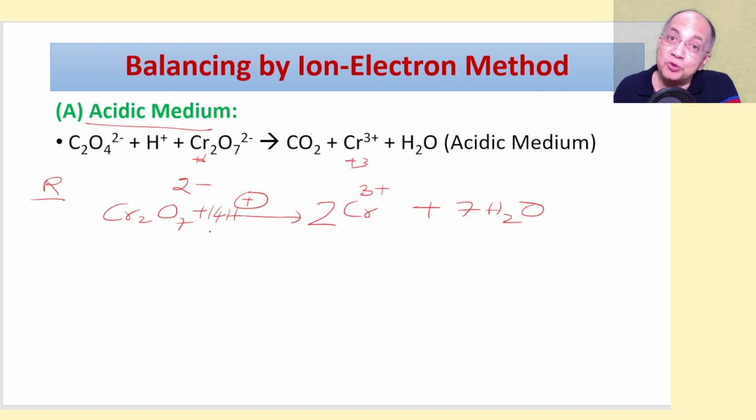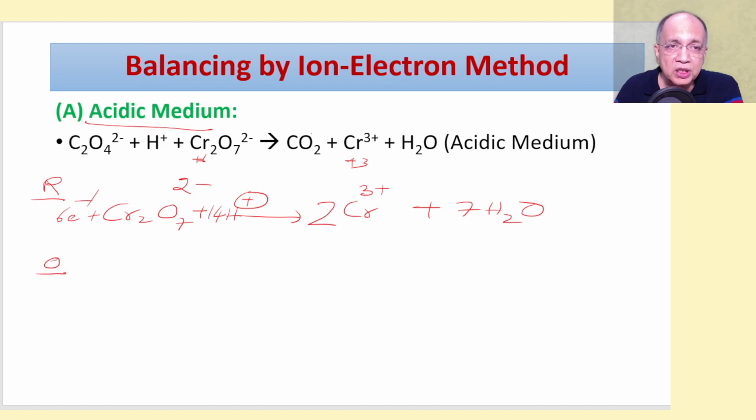Then equalization of charge by adding electrons. Electron is -1, so the total charge on the right side is +6, and on the left here +14 -2 = +12. So here we need 6 electrons, so that this side will be +6 and this side will also be +6. So this reduction step is over.